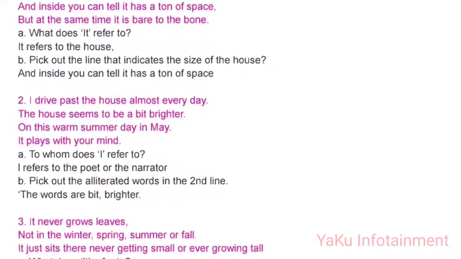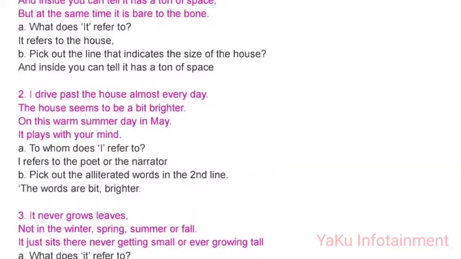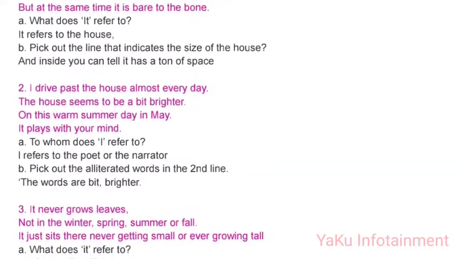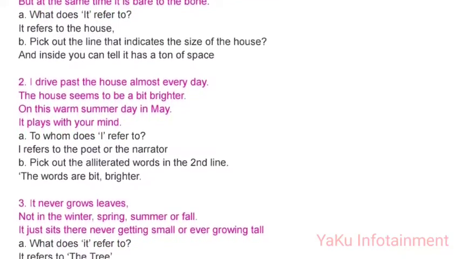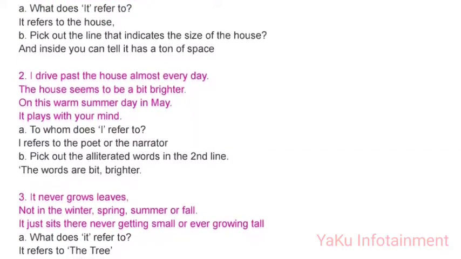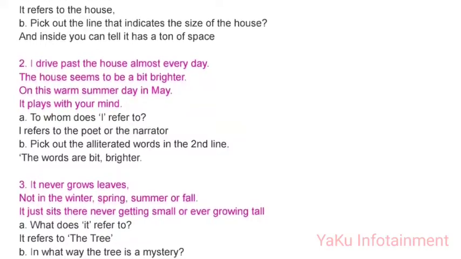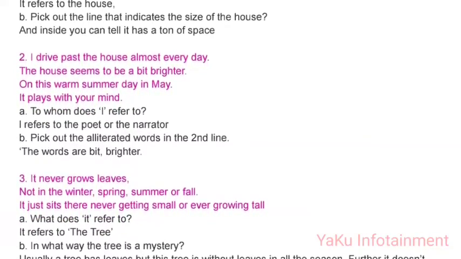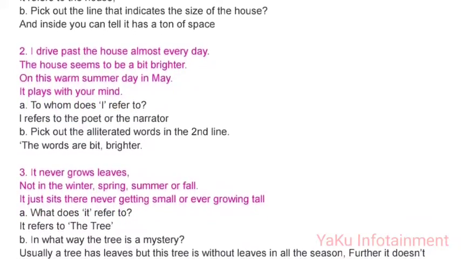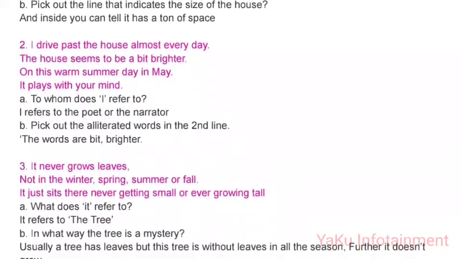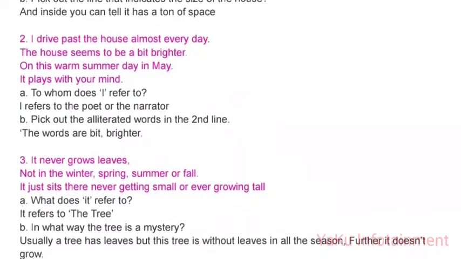2. I drive past the house almost every day. The house seems to be a bit brighter on this warm summer day in May. It plays with your mind. A. To whom does "I" refer? "I" refers to the poet or the narrator. B. Pick out the alliterated words in the second line. The words are "bit" and "brighter".